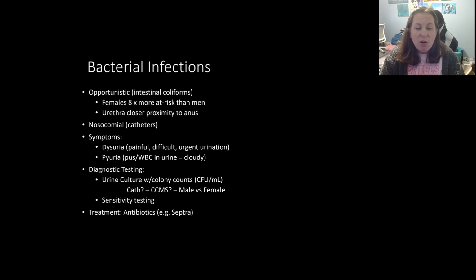We also have nosocomial types of bacterial infections. These are normally due, when we talk about healthcare areas, to catheters. So when the catheter is placed, bacteria is also transferred in that process.